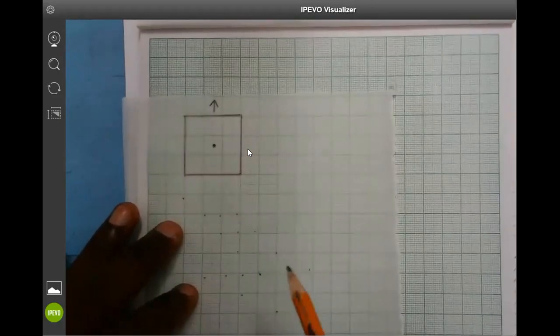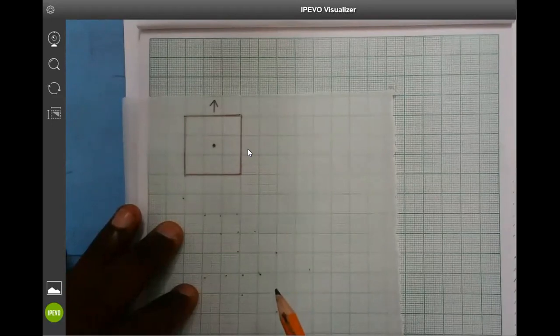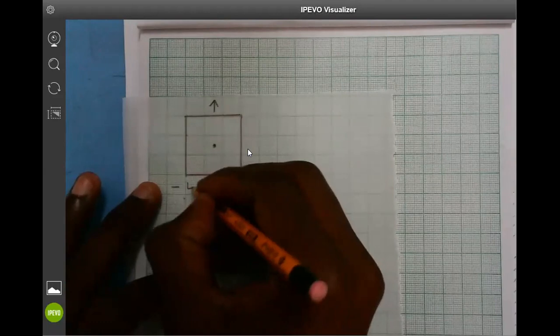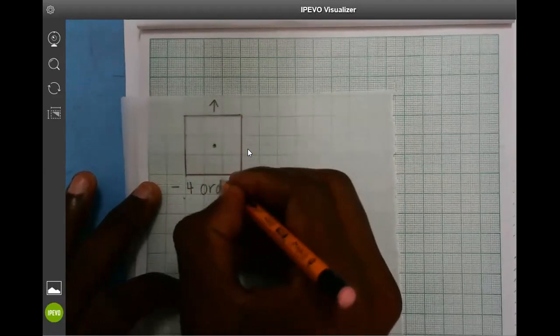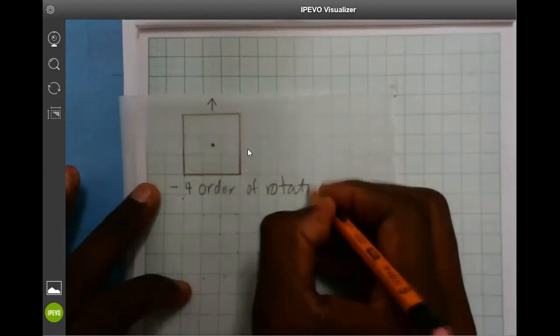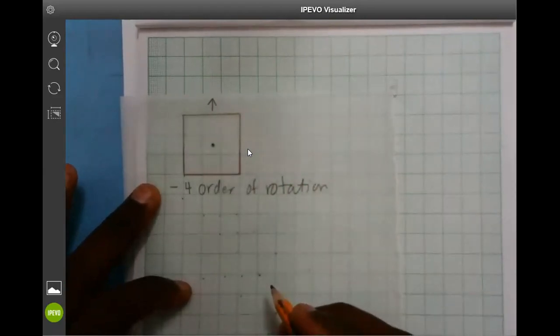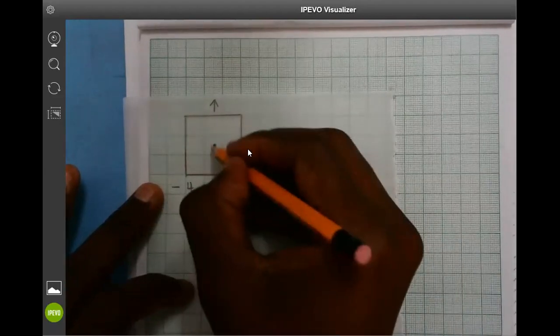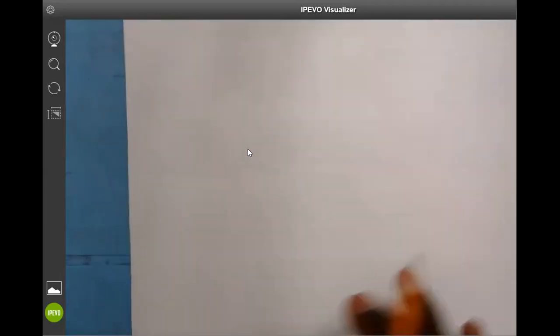So practically, if I have got a square, it has got four orders of rotation. In order for you to rotate, you must have a center. So now this is what we practically mean. So if I have a shape, rotational symmetry.